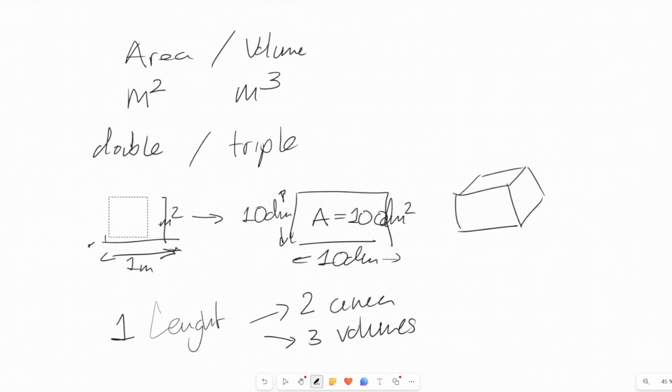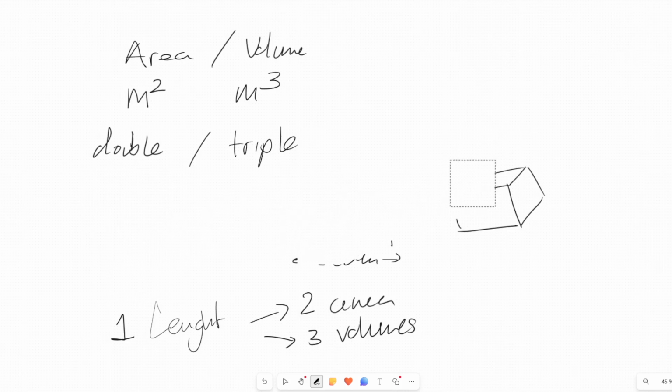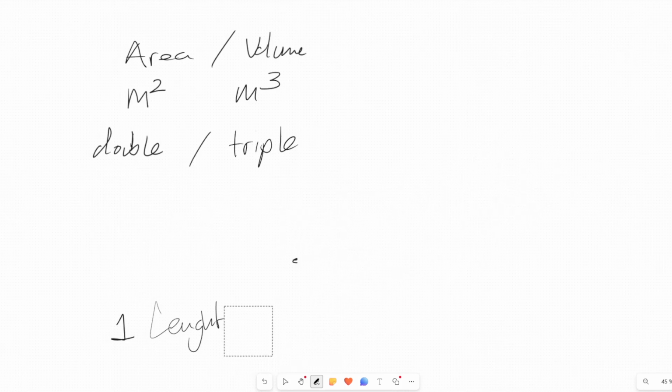So that's the basic idea behind the thing that we're going to work on today. We will see this through some examples, but the basic idea is just count the number of steps and double it in the case of area, count the number of steps, and triple it in the case of volume. All right, so let's do some examples of this.